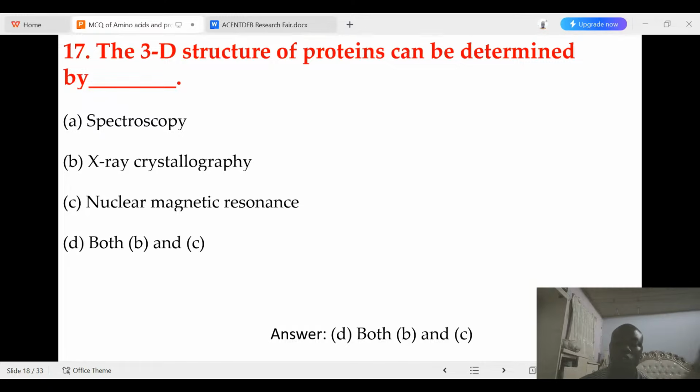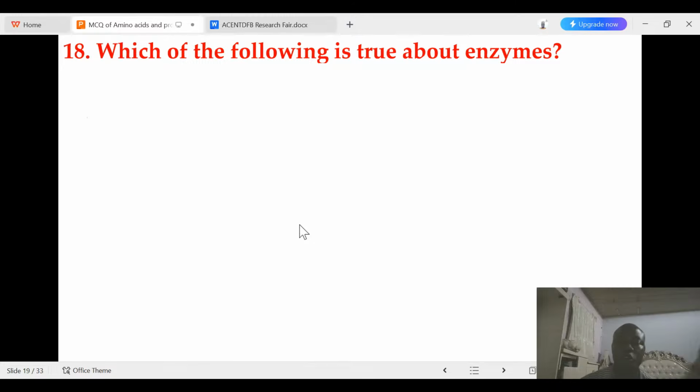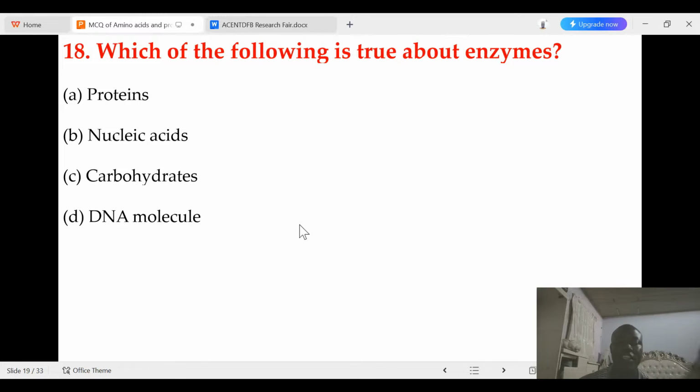So now let's move to question 18. Which of the following is true about enzymes? A. Enzymes are proteins. B. Enzymes are nucleic acids. C. Enzymes are carbohydrates. And then D. Enzymes are DNA molecules. So what is the answer to question 18?